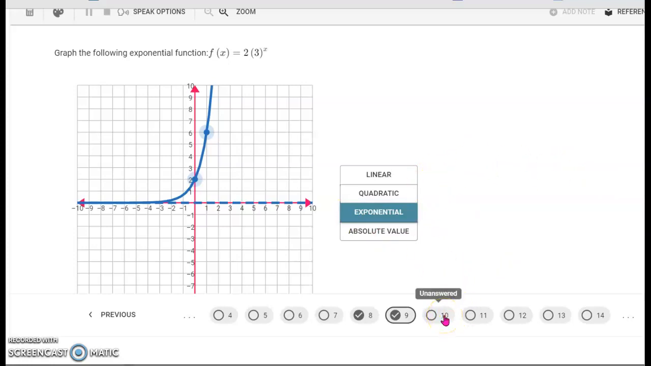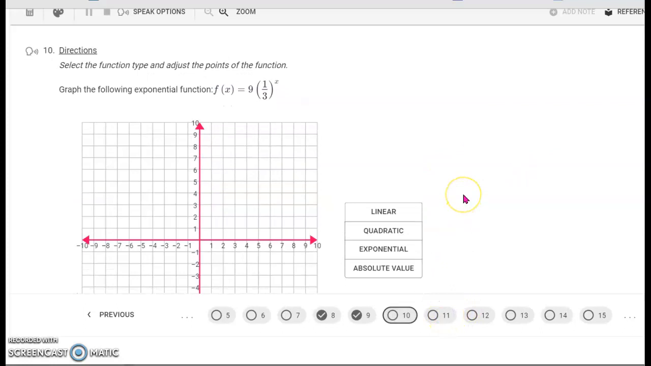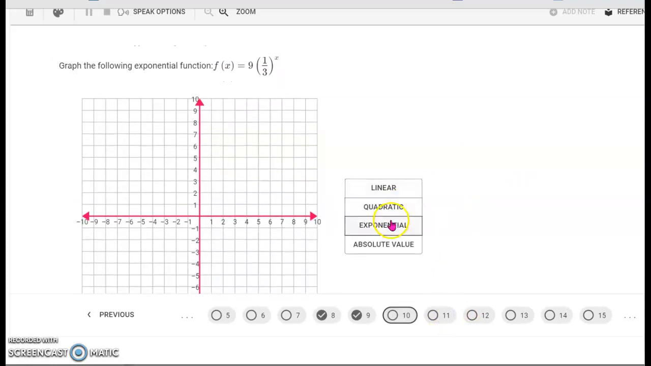So let's look at 10 as well. These are pretty easy actually to do without even thinking about it. My y-intercept is 9, so I'm going to move this up to 9. And then I need to find out what is 9 times 1/3. It is 3. And then 3 times 1/3 is 1. So you can see there's a point here at 1. Okay. So hopefully that helped with graphing, guys.